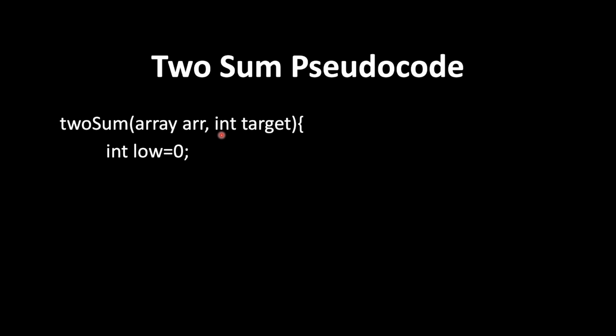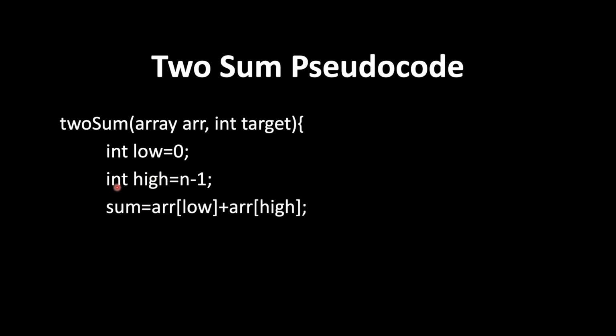Let's do some pseudocode to give you a better understanding. We have a twoSum function which accepts an array ARR and the target, which is the sum we need to find in our array. So as we discussed, we will take a low pointer which points to the first element of the array. We will also take high which will point to the last element of the array. We will find their sum. The sum will be ARR low plus ARR high.